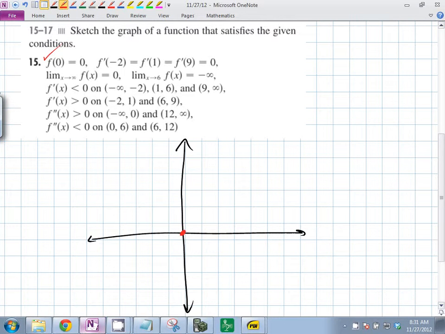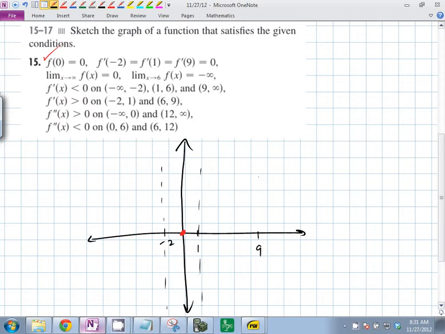The next thing it says is f prime of negative 2 is equal to f prime of 1 is equal to f prime of 9, which is equal to 0. So what happens at each of those x values? So here is negative 2, here's 1, and here's 9. What happens at each of those x values?